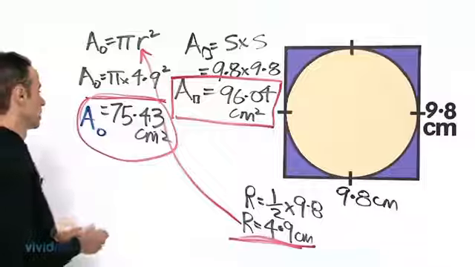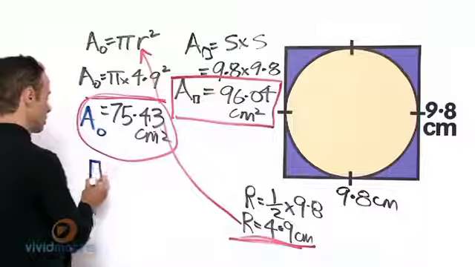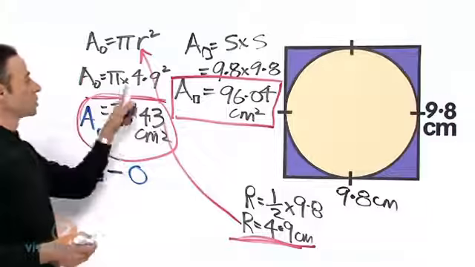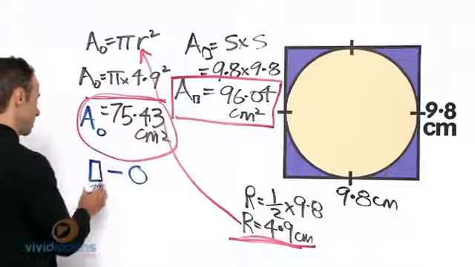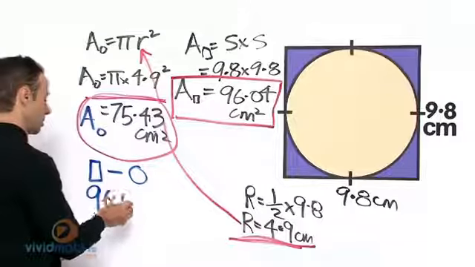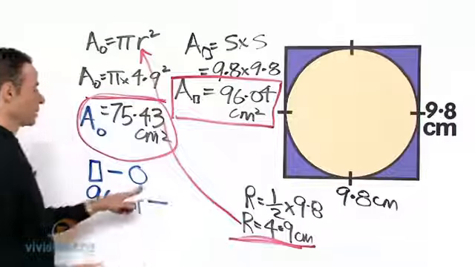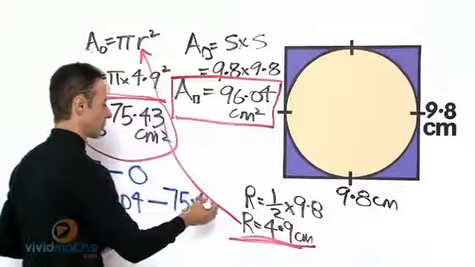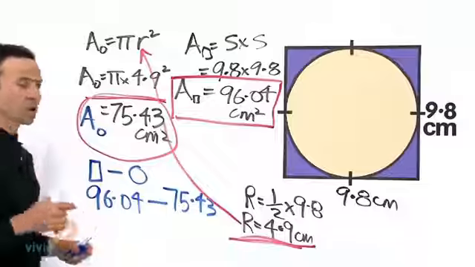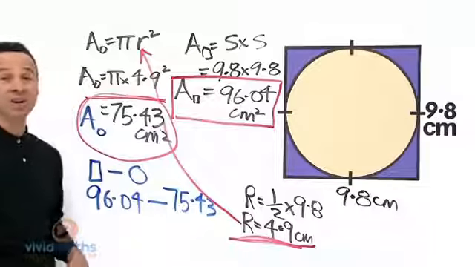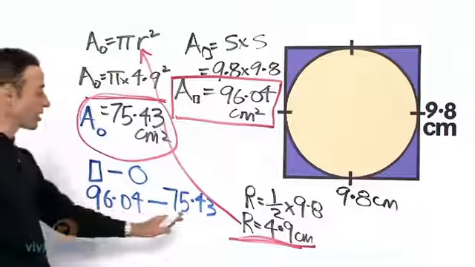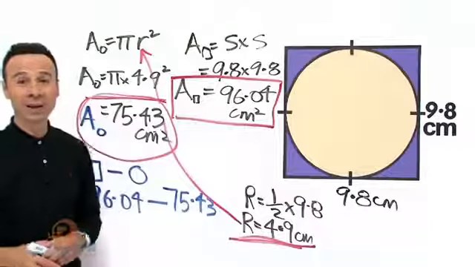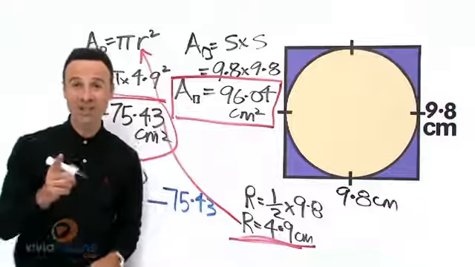So that will be square, take away circle, and that will be the square's right here. Take away circle right over here. Subtract one from the other on the calculator will give us a grand total of 96.04 take away 75.43. This is the purple area right over here. The area will be 20.61 centimeters squared.